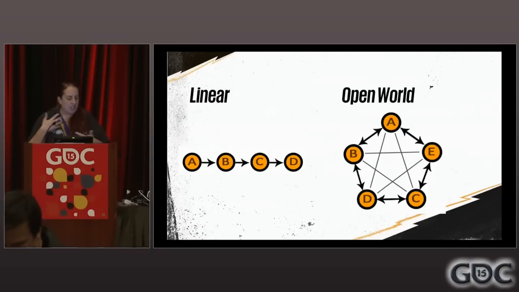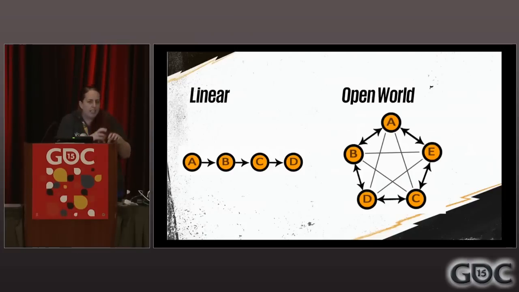So these are disconnected. Now these are pure linear and pure open world, and there's very few things. I don't think there are games that are purely linear, and I'm sure there's games that are purely open world. I haven't found one. We're pretty close to the end of open world, and there's room in between here.